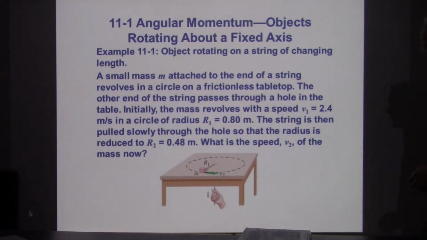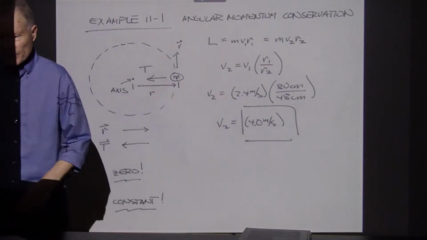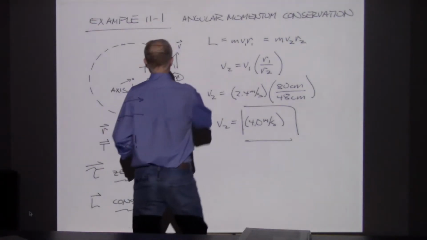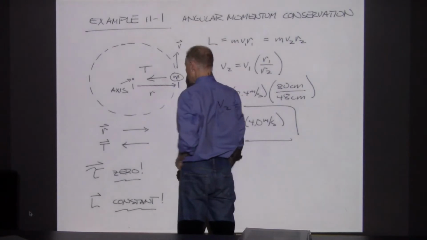Is it going to go at a faster speed? Is it going to go at a slower speed? Is it going to continue to circle around at the same speed? And so here's the example. Here is the mass. Here is the velocity. Here is r for that circular motion.